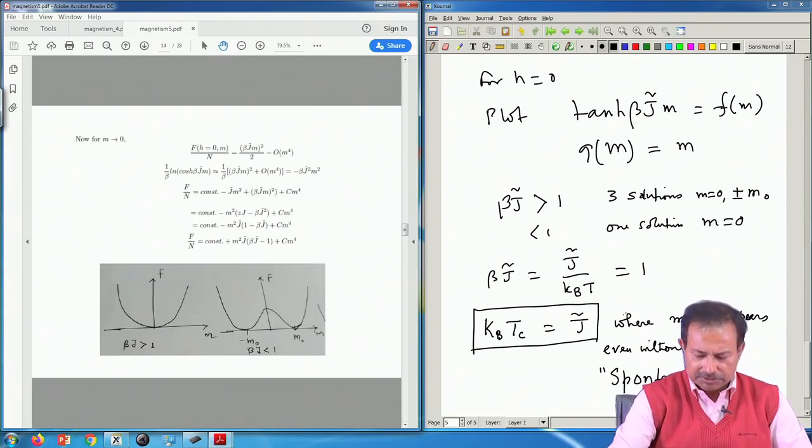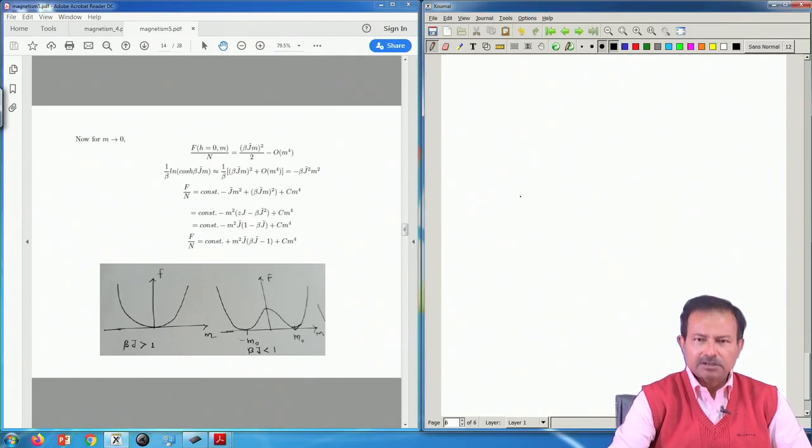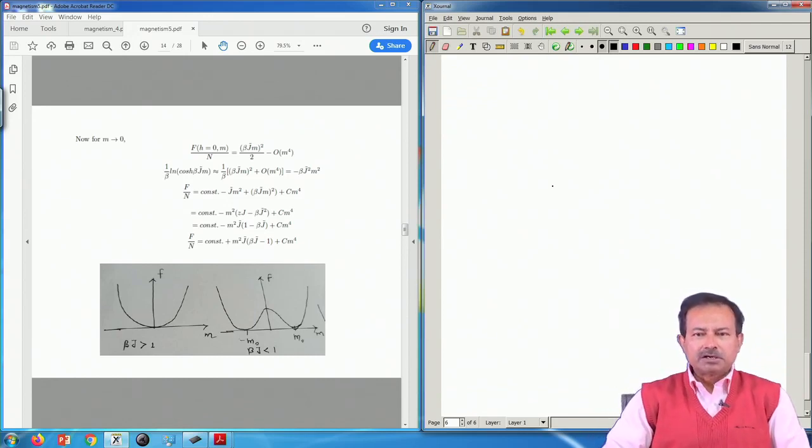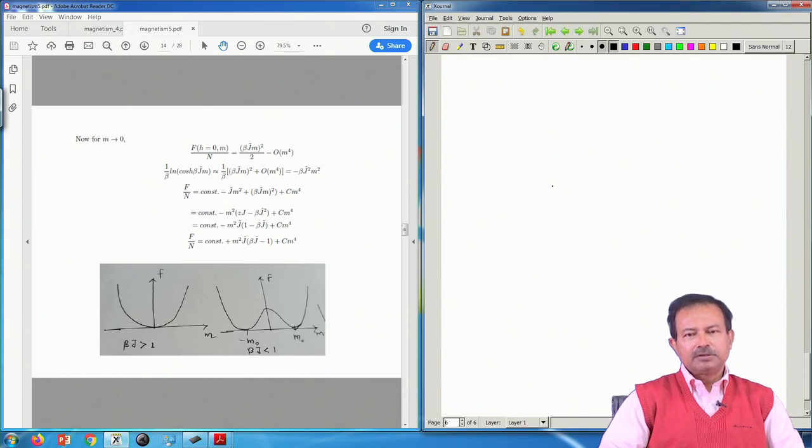So this analysis can be taken a bit further, which is actually very relevant, because there is a famous theory by Ginzburg and Landau, where they expanded the free energy close to Tc in terms of something called an order parameter. An order parameter is something which is non-zero below Tc and 0 above Tc. That is like magnetization here. Magnetization is 0 above Tc, and magnetization below Tc is non-zero.